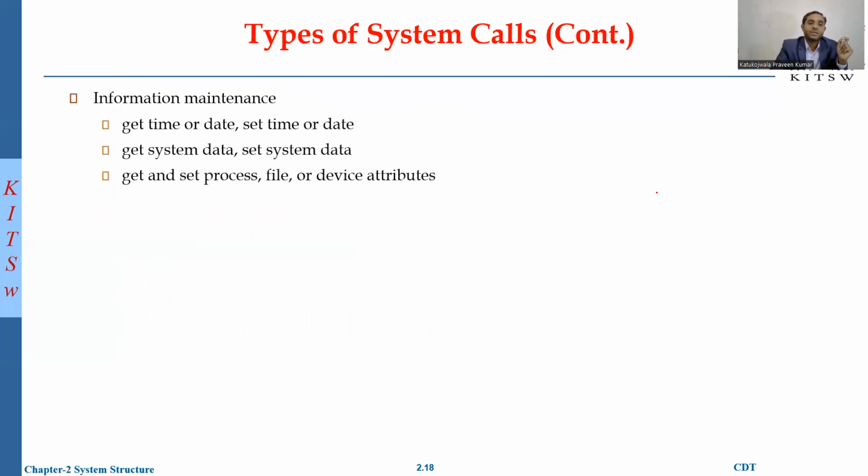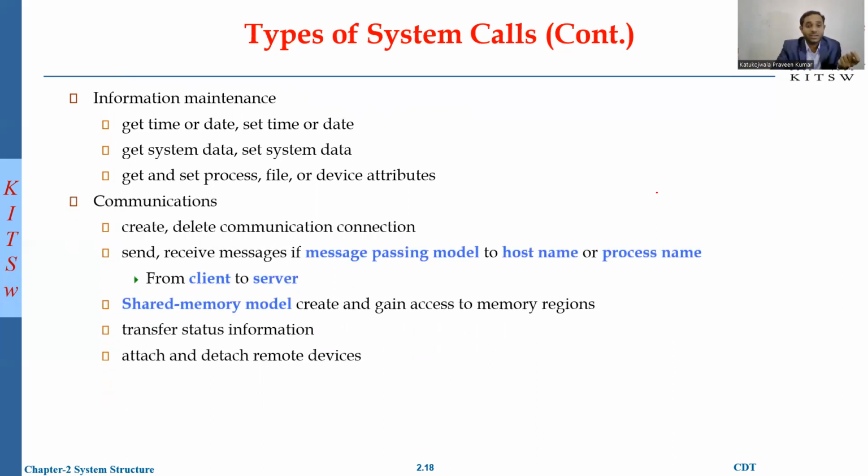Information maintenance. Get time or set time, get date or set date, get system data, set system data, get or set process, file, or device attributes. All come under information maintenance. Coming to communication system calls. Create and delete communication connections. If you want to establish a connection from one system to another system, you have to create the communication channel, and after completion of your communication, you have to delete that channel. Send message, receive message, and the shared memory model to gain access to memory regions. For all these, you need communication system calls.